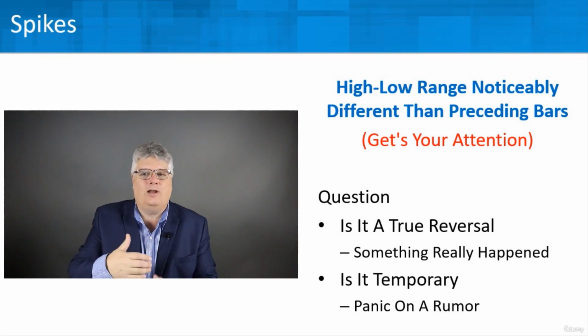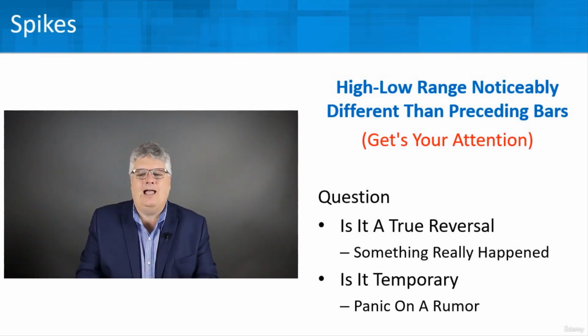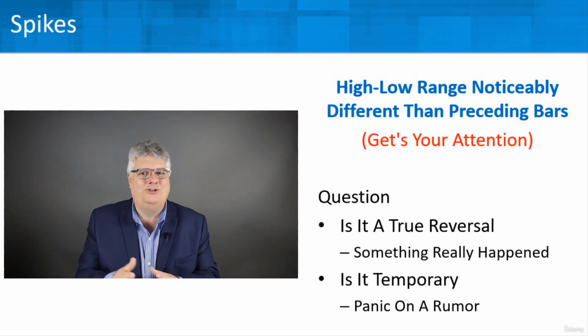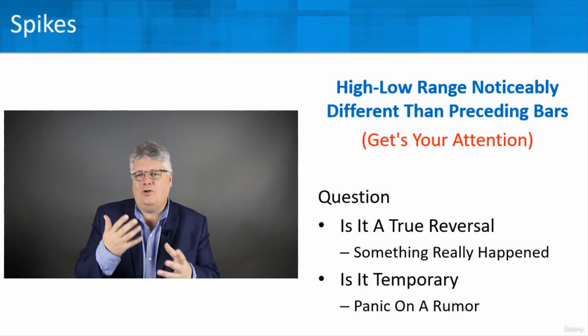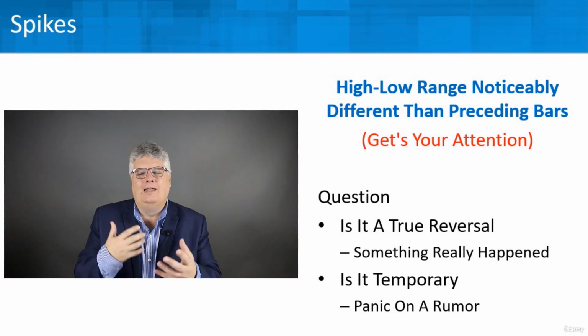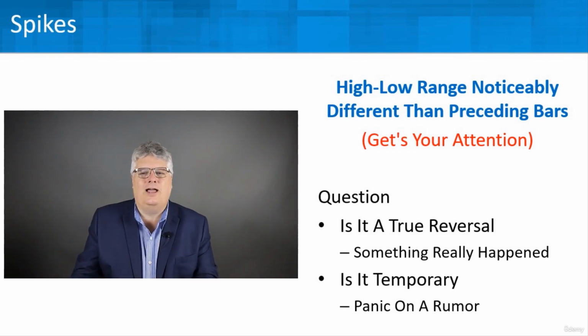Is there a reversal coming around? Has something dramatic happened, or is it something more temporary, like a panic or a rumor that came out that's going to correct maybe in the next day or so? Where there's a big spike, and then everybody's like, much ado about nothing. Those are the kind of questions when you're applying technical analysis to a spike. Is it true or is it not true?